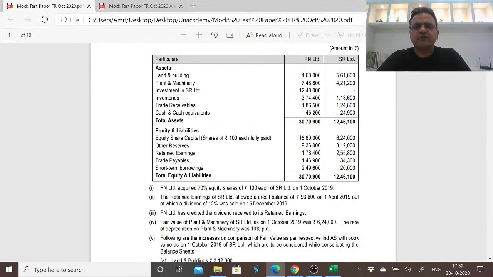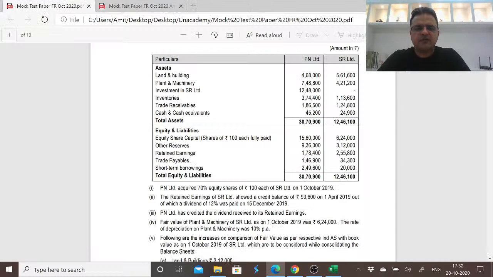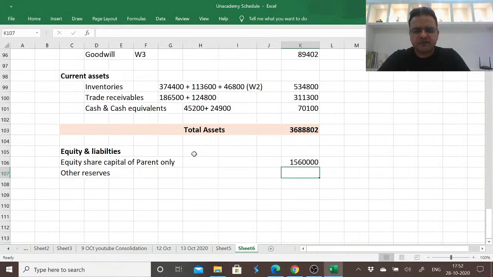The reserves position was also the same on the date of acquisition and on the date of balance sheet. That means we have acquired the reserves 312,000 of the subsidiary, so the reserves will also be of the parent only. Other reserves will be of parent only, which is 936,000.